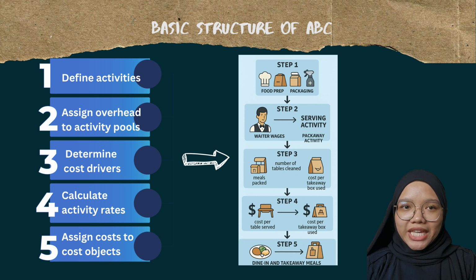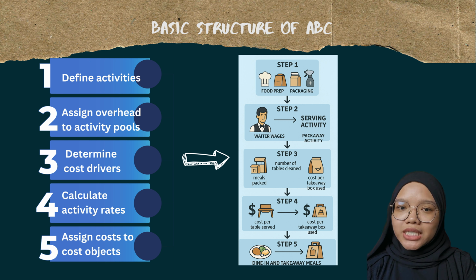Now let me explain the basic structure of ABC using a simple example. There are 5 simple steps in ABC. First, we define the activities involved. For example, if they have a restaurant, they must define activities like cooking, cleaning, and packaging.